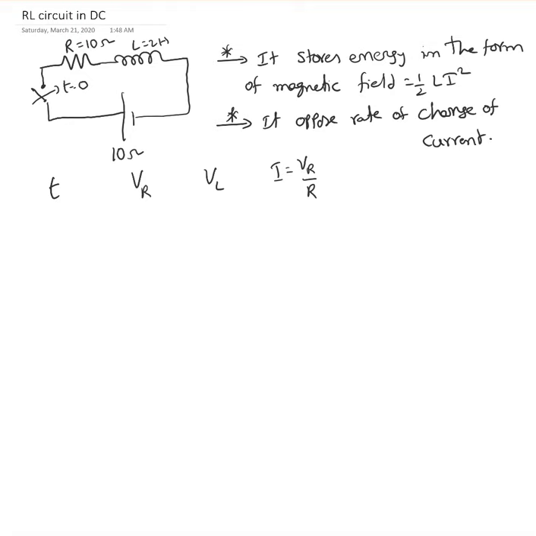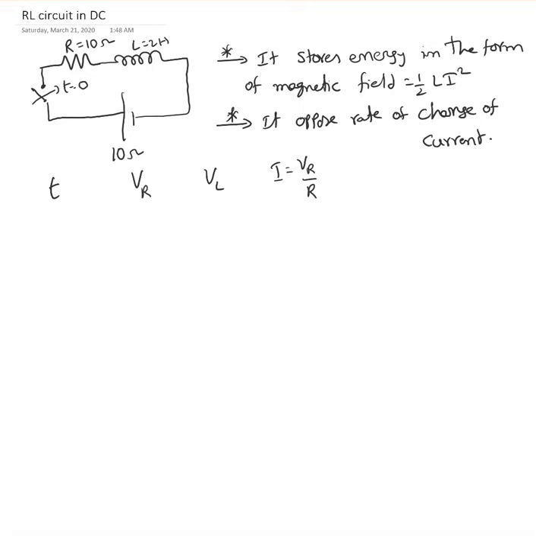In this video, we're going to learn about the behavior of an inductor in a DC circuit. Okay, so here I have an RL circuit. R is a resistance, L is inductance, with a battery source. The battery is a DC source here.